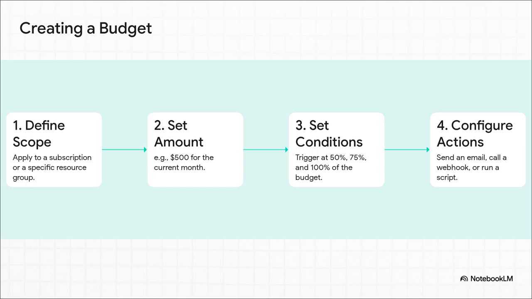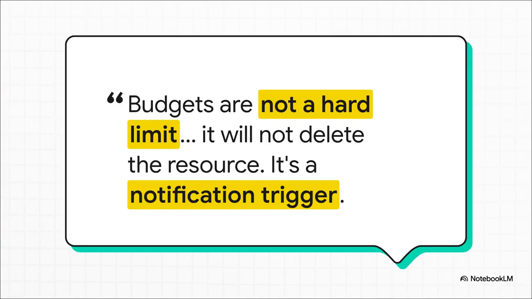And then, when you hit that 100% mark, you can trigger some really powerful custom actions. Okay, this is so important to understand. A budget is not a hard limit. It's not going to just delete your resources when you hit the number. That's a huge misconception. Think of it as a notification trigger. It tells you, hey, you've hit your spending limit, but it's not going to shut down your production website.